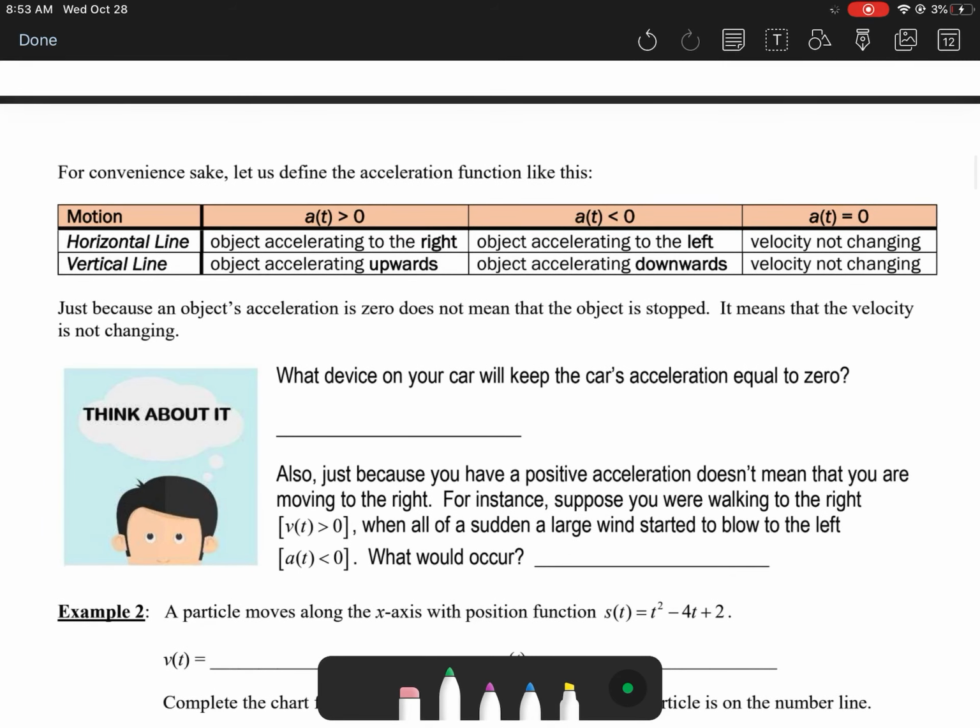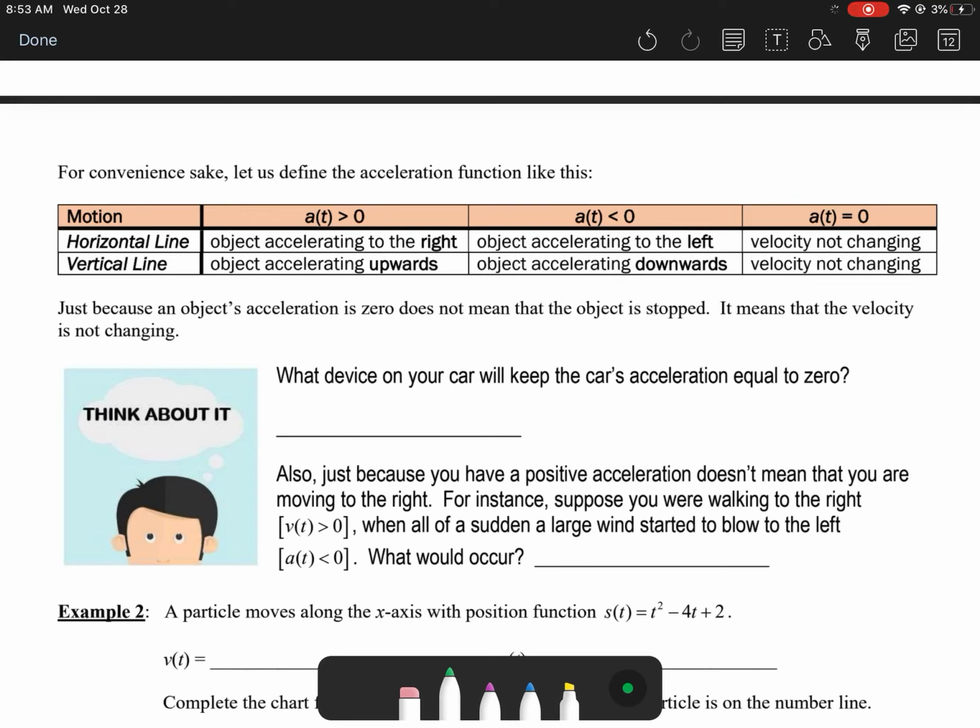Okay. So we're going to do the same thing that we did with velocity. We're going to define it as follows. If your acceleration value is positive, that means it's either moving to the right or moving up. If your acceleration is negative, so again, once I take the derivative of velocity and plug in a number, if I get a negative value, that means it's either moving to the left or down. And if your acceleration is 0, that means your velocity is not changing.